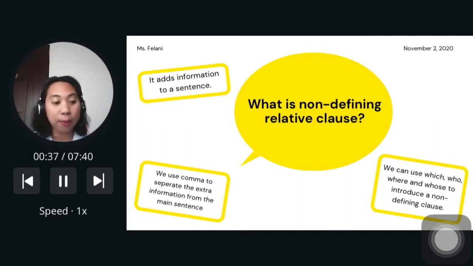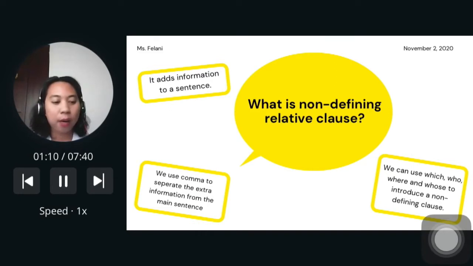Do you still remember? It adds information about a person or a thing, but it's not really essential to the meaning of a sentence. Okay? It gives extra information, but we still understand the main idea of a sentence without the non-defining relative clause. So it basically just gives you extra information.